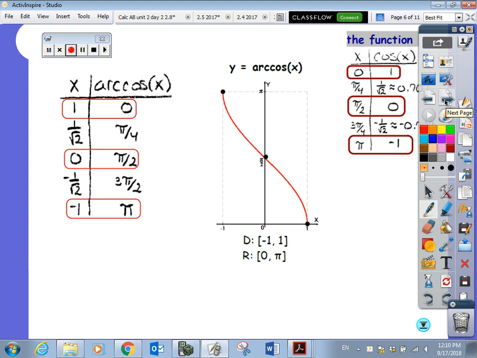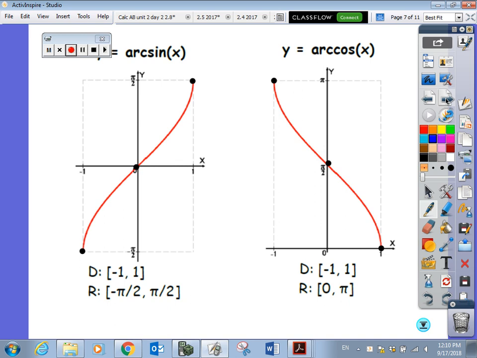I think the next page in your notes looks like this. It has the arc sine and the arc cosine right next to each other. Those are the parent functions. We need to know these points right here. So for the arc sine, we have the points (-1, -pi/2), (0, 0), and (1, pi/2).